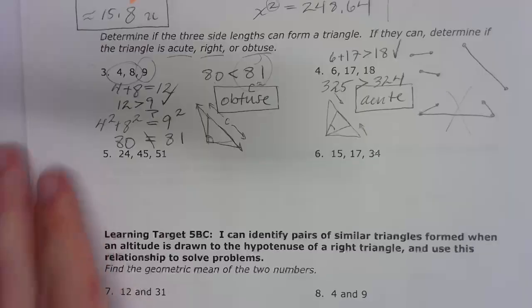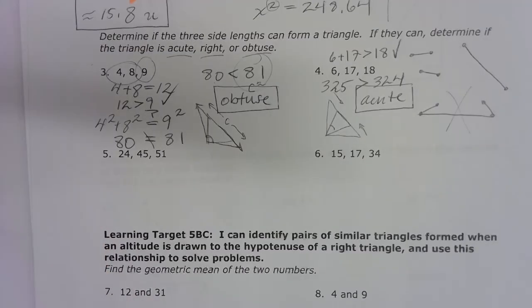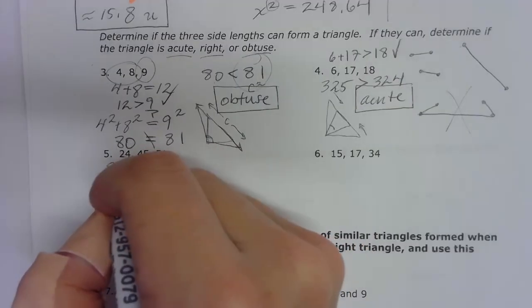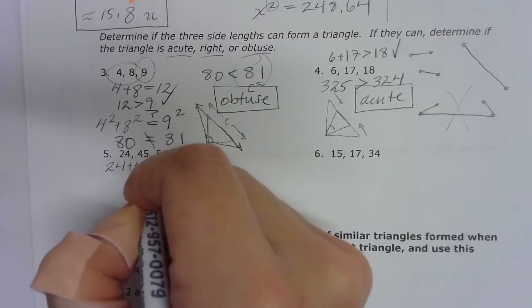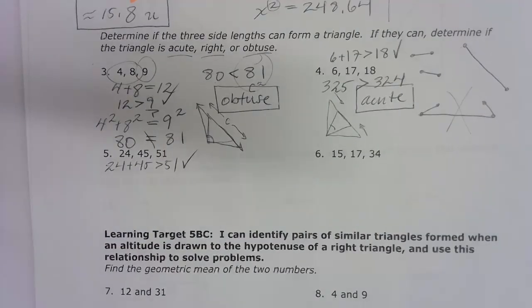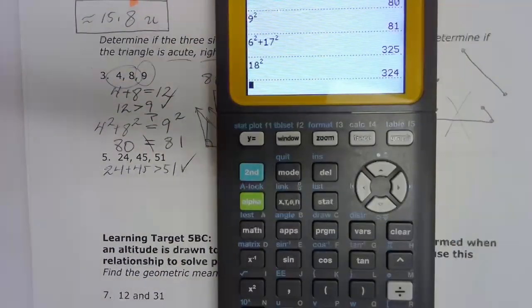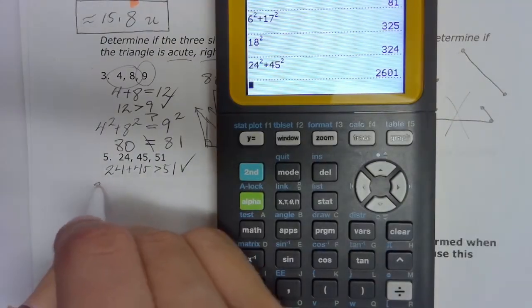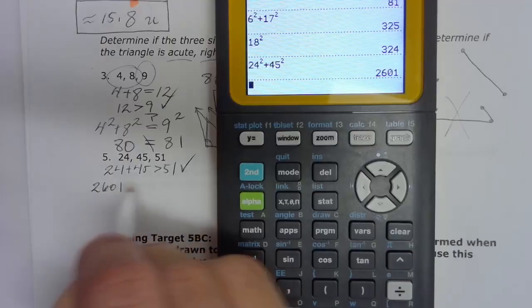Alrighty, let's keep going here for the next one. We can do the same business here. First of all, can we make a triangle? Absolutely. 24 plus 45 is obviously more than 51. So that is enough to make a triangle. And then here, 24 squared plus 45 squared. We get 2601 on the left-hand side.